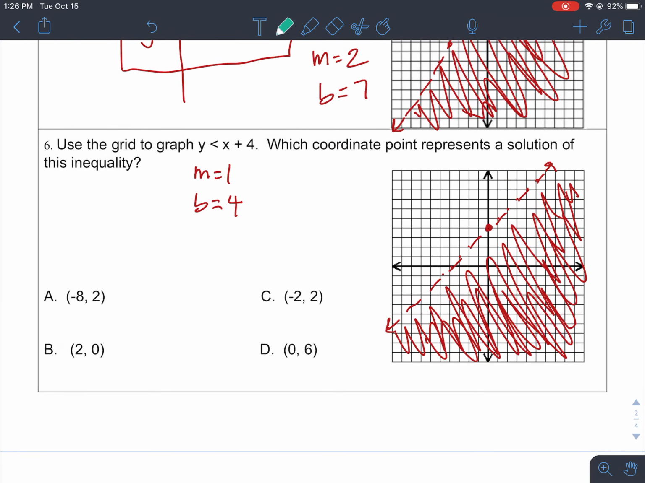So -8, 2. Okay, that is not in my shaded area, so I know that's not a point. Okay, B is 2, 0. Could be. It's in that area. -2, 2. Okay, -2, 2 is on my line, but that is a dashed line, so that means that point is not included. And 0, 6, which is also outside of the area. So 2, 0 is the only possible answer.